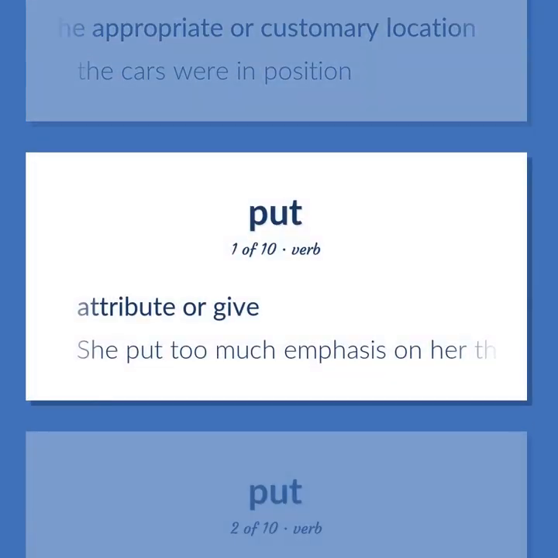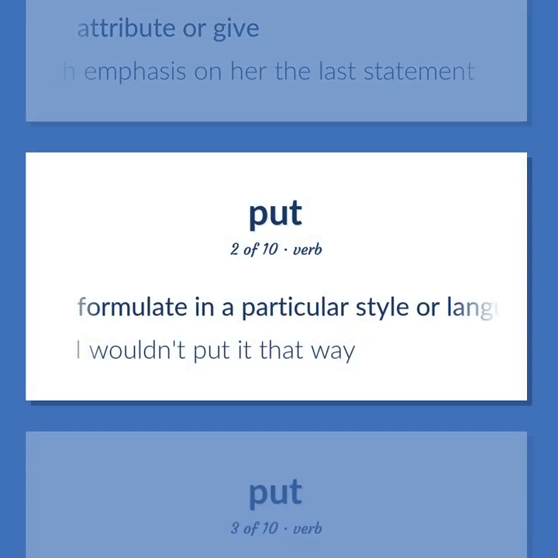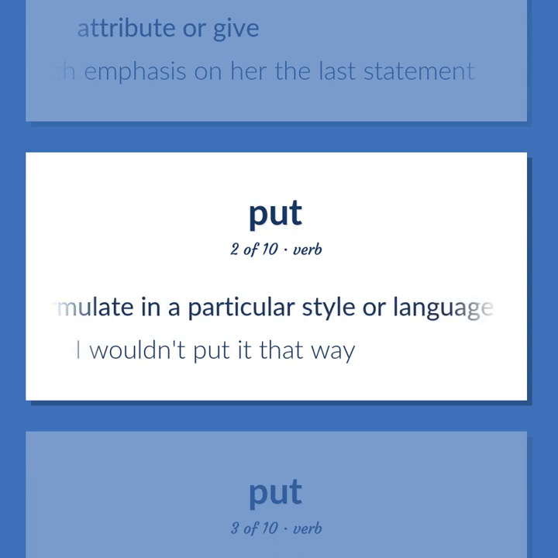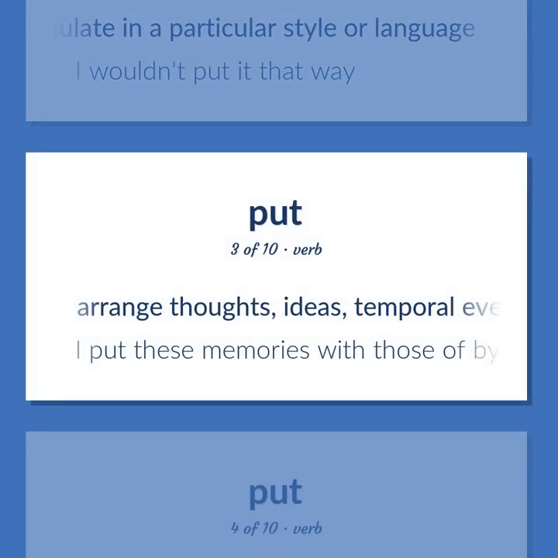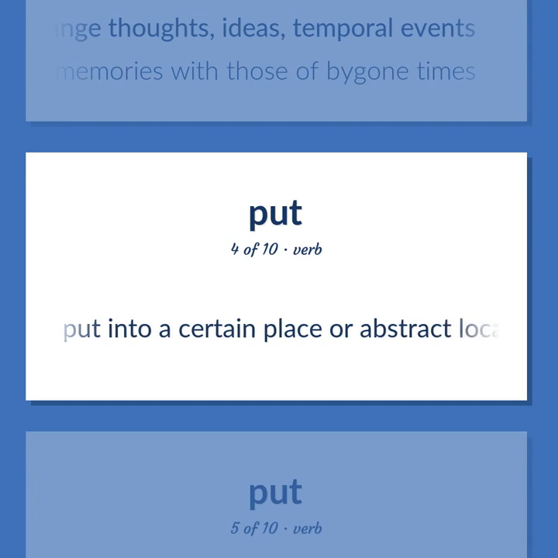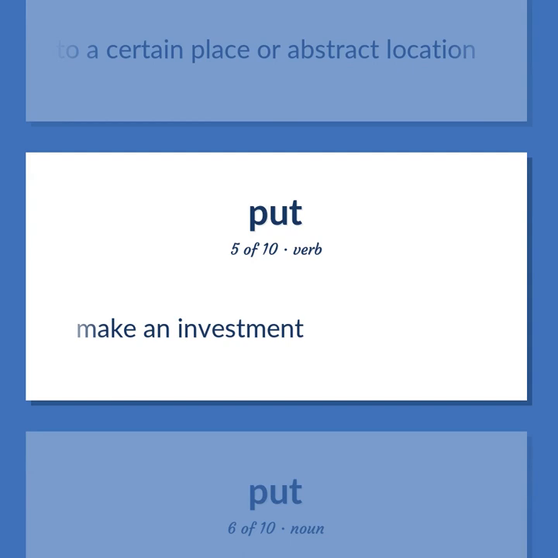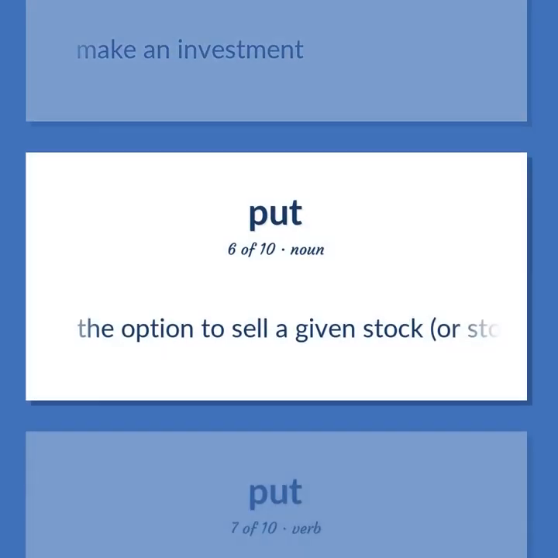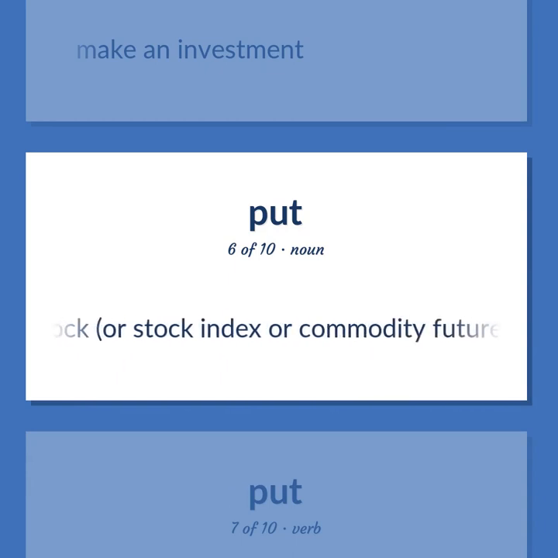Attribute or give. She put too much emphasis on her last statement. Formulate in a particular style or language. I wouldn't put it that way. Arrange thoughts, ideas, temporal events. I put these memories with those of bygone times. Put into a certain place or abstract location. Make an investment. The option to sell a given stock, or stock index or commodity future, at a given price before a given date.